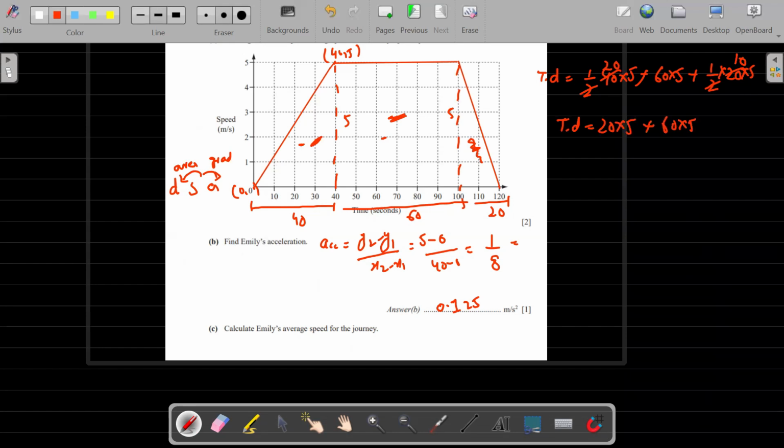20 times 5, 100 plus 300 plus 50, 450. Yes, miss. 450 meters. Okay, so that is the total distance.